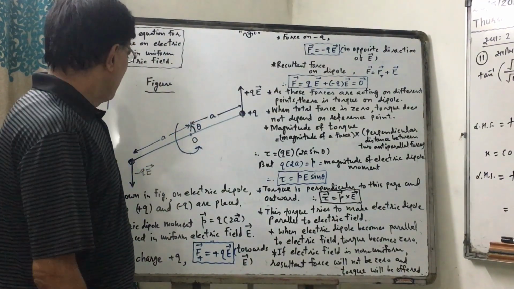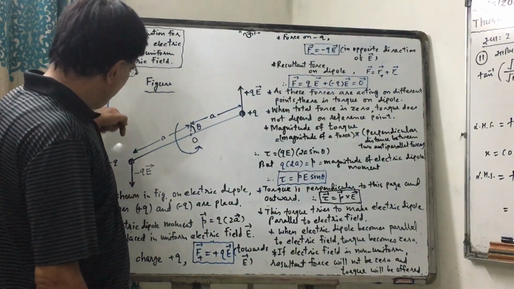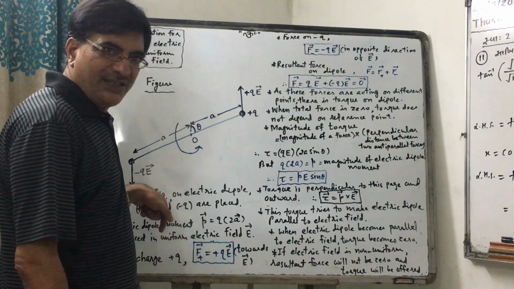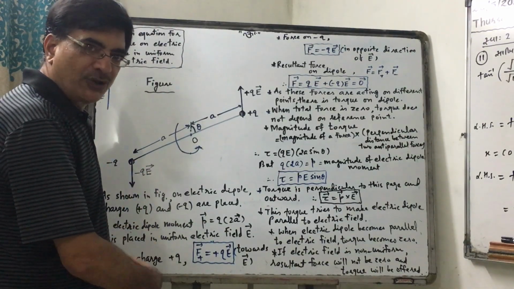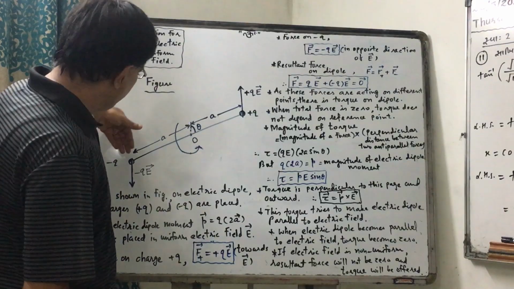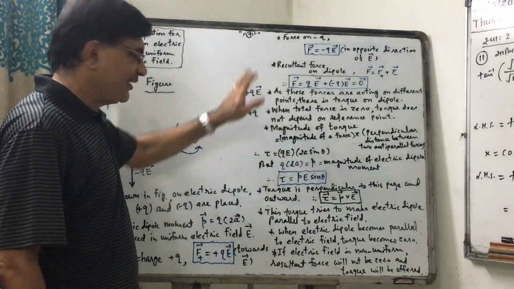Now force on minus q will be in this direction, because minus is attracted towards the positive end of the electric field. So force on minus q is minus QE, and force on plus Q is plus QE. They have written it here.